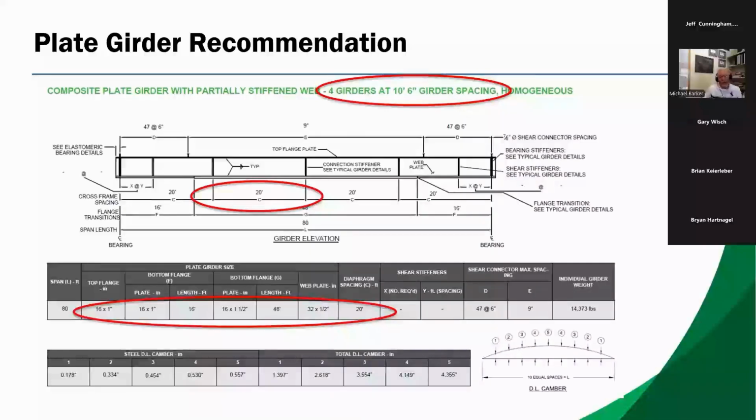For the plate girder recommendation, hey, we can save some weight if we use a plate girder. In fact, that weight goes down 2,500 pounds if we can find a fabricator that can do economical plate girders, because we can transition flanges and that type of thing to save the weight. And it tells us, yeah, we're going to have 16 by 1 flange on top, and the bottom flange is going to transition. We have the same web, and we still have those 20-foot unbraced lengths, and it also gives us that camber diagram.